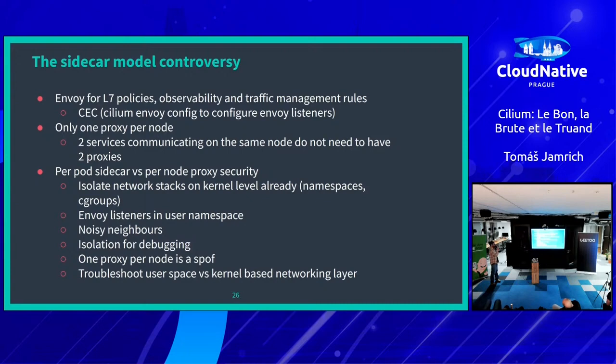And yeah, then there is another one. When we are talking about eBPF, we are at the kernel, and this proxy is in the user namespace. So the troubleshooting is harder, I don't know how to say it in English. Yeah, and with the proxy on the nodes, you can encounter noisy neighbor behaviors.